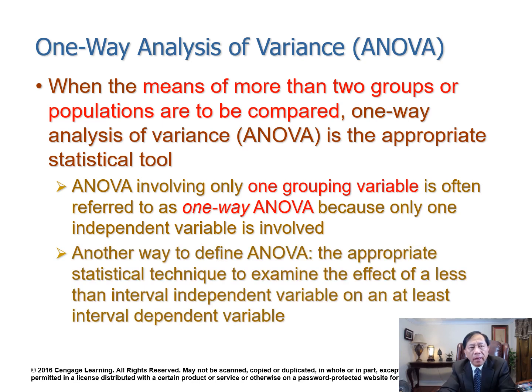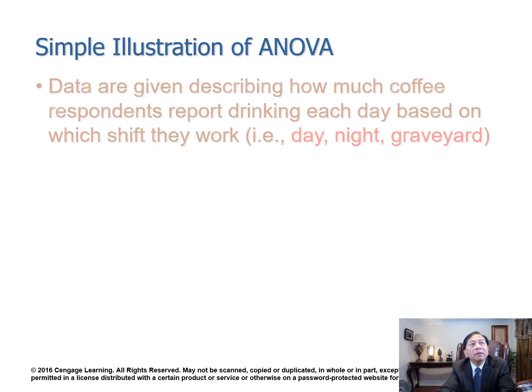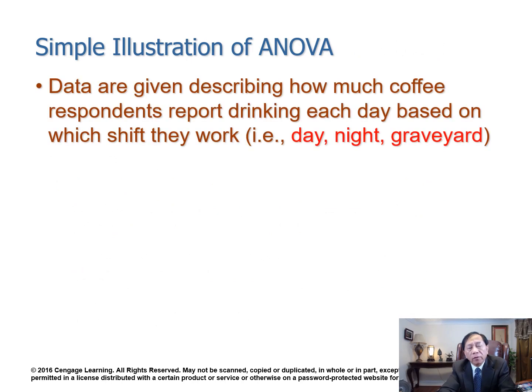Another way to define ANOVA: the appropriate statistical technique to examine the effect of a less than interval independent variable on an at least interval dependent variable. Okay. Simple illustration of ANOVA. Let's look at the example here. Data given describing how much coffee respondents report drinking each day based on which shift they work.